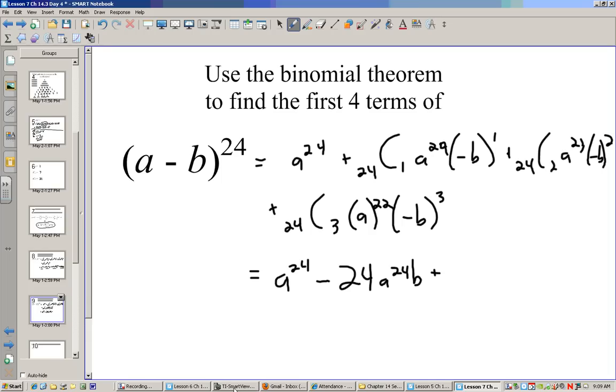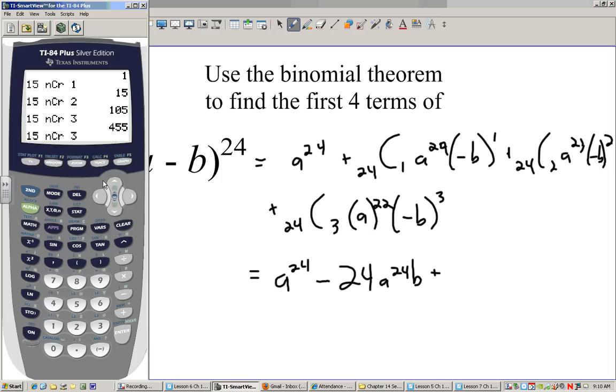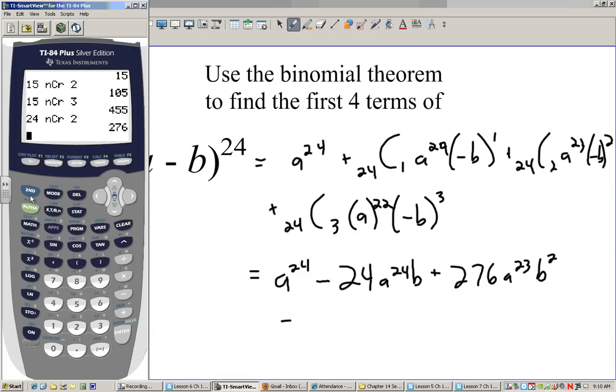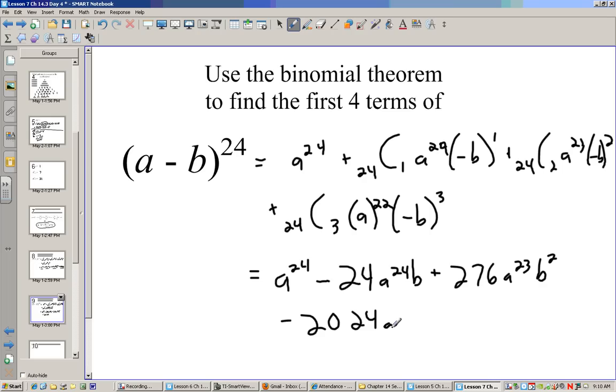24 choose 2. Now I don't know that answer. I could do second enter again. Replace this 2. Turn this to 24. 24 choose 2 is 276. A to the 22nd. Negative b squared would just be positive, so we can keep the positive sign. But keep that in mind here, because we have negative b to the 3rd power, which would be a negative. And 24 choose 3 is 2024, a to the 21st, b to the 3rd power.